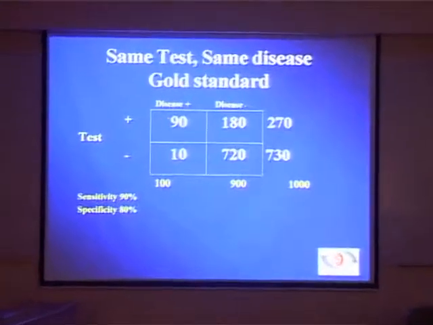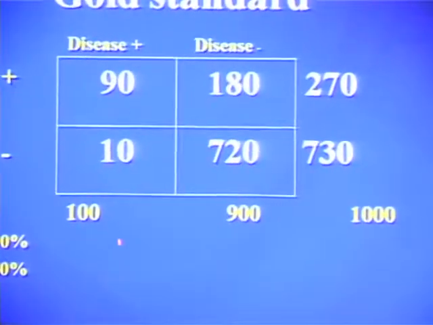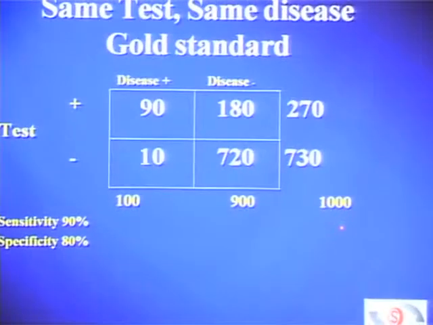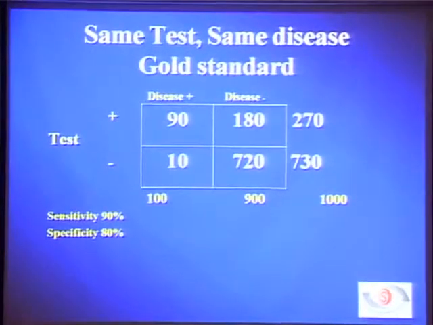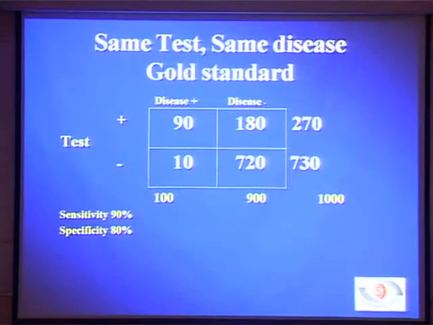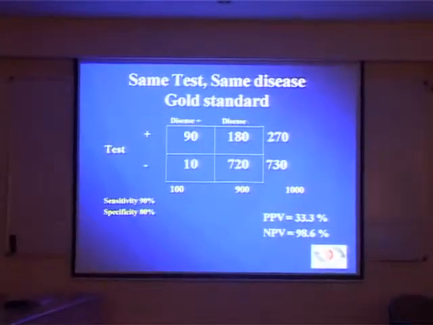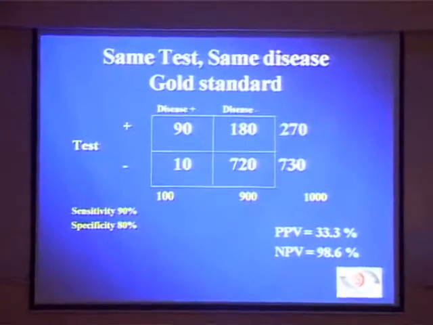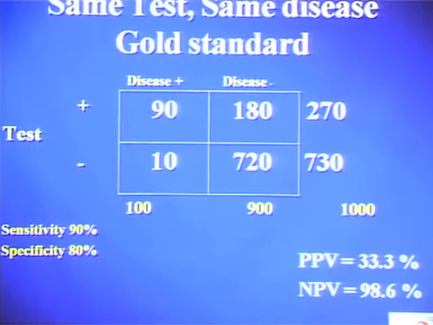So sensitivity and specificity remain the same, but we have changed the prevalence, and now prevalence is 100 divided by 1000, that is 10%. Same sensitivity, same specificity, the positive predictive value has gone down from 81% to 33%, negative predictive value has increased a little bit from 97% to 98%.